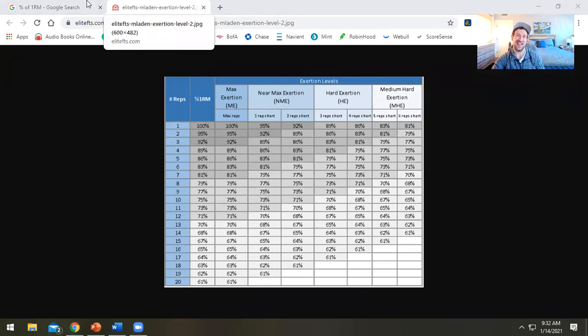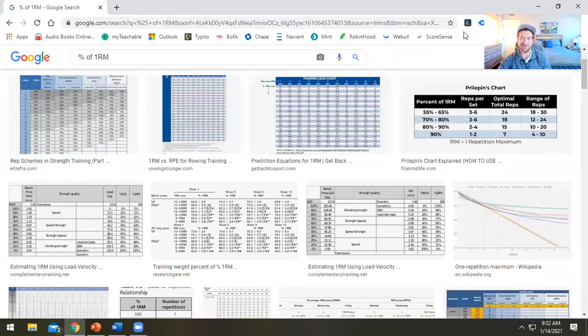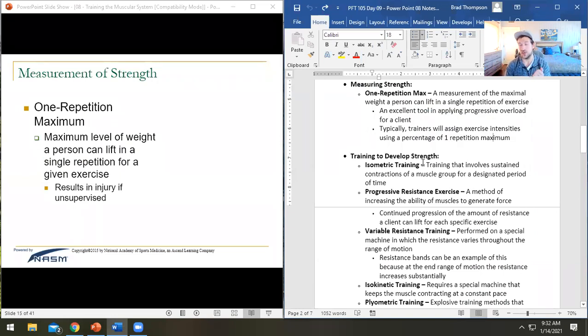So that's kind of a funny thing there. When we look at our reps, awesome. Looking at making sure that we know what a percentage of one rep max is, right? Your percentage of one rep max is how we are going to assign the right intensities. And by making sure that we're at the right intensities, we are going to target the right length of time while we're lifting. And because we're on the right length of time while we're lifting, we're going to be targeting the right energy system.